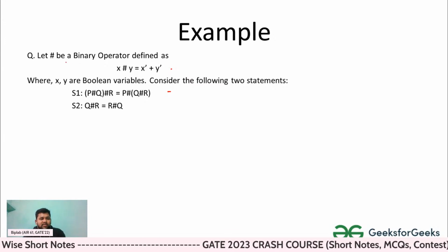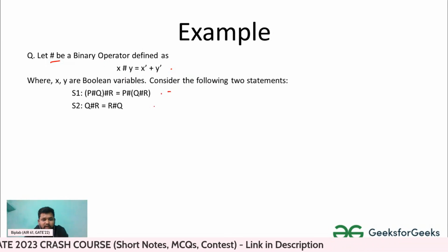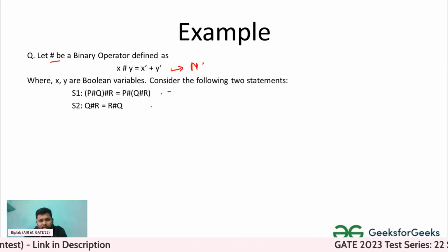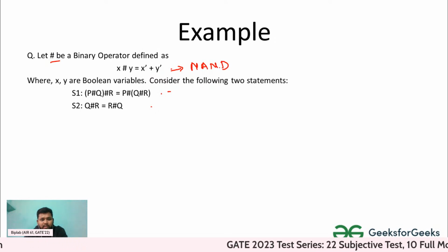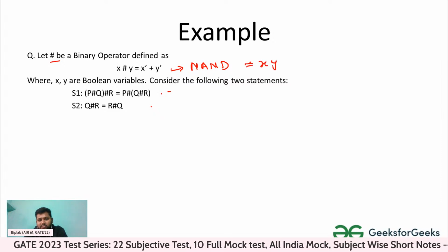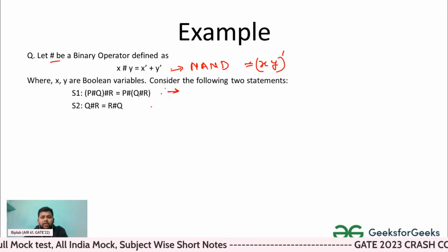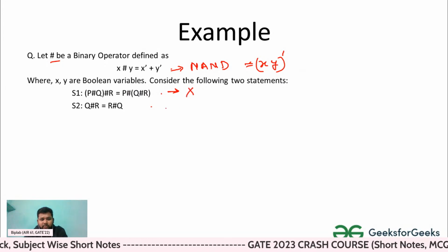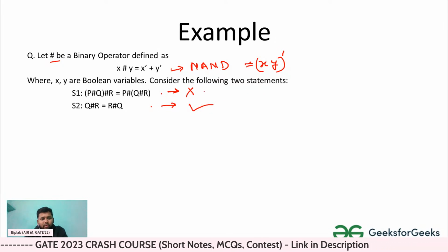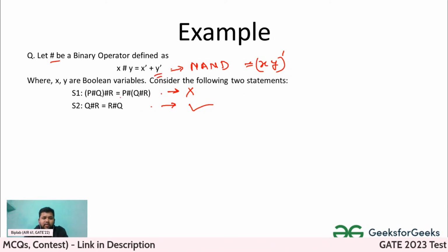So look at this, this binary operation is given to you. What you have to tell is whether s1 and s2 are true or false. Now look at this, this is nothing but NAND, because x bar plus y bar can be written as xy whole bar. So we know NAND does not follow the associative law, but NAND follows the commutative law. You can directly write this by identifying the gate.